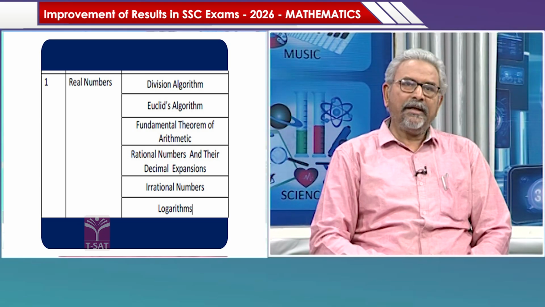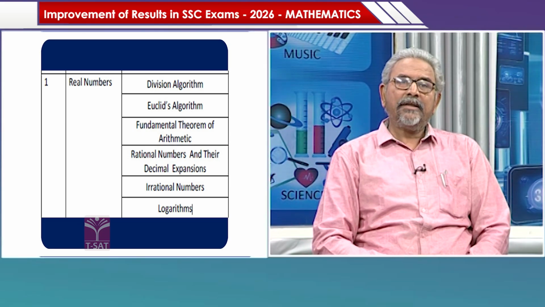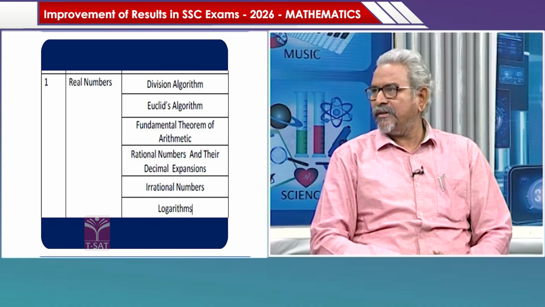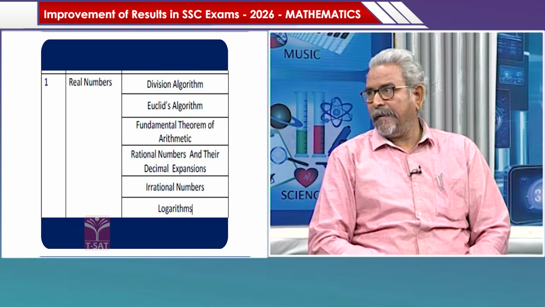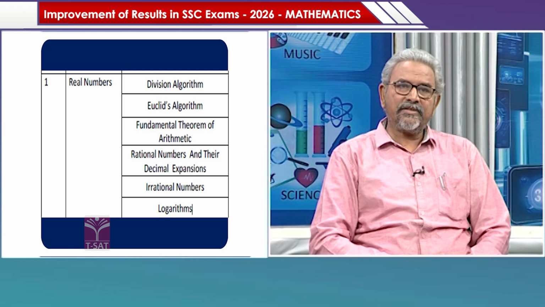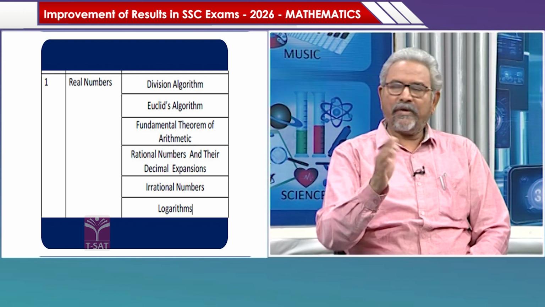In the irrational part there may actually be 2-mark questions and long answer type questions coming from that area. So as far as irrationality is concerned, prove that root 5 is irrational.